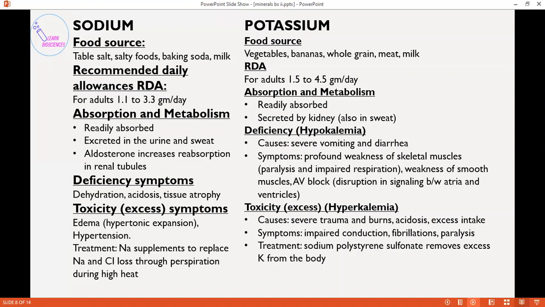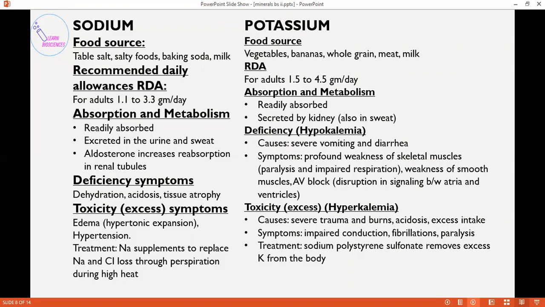If we talk about toxicity, it causes edema, hypertonic expansion, hypertension, which is the condition known as hypernatremia. The treatment is sodium supplements to replace sodium and chloride lost through perspiration during high heat.